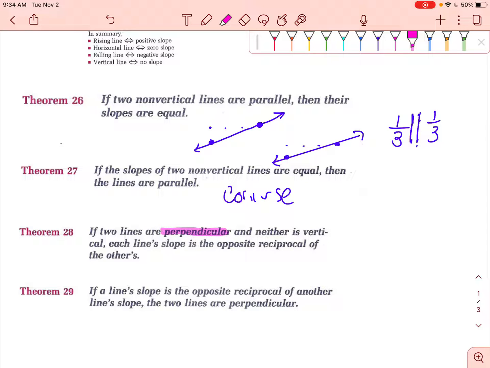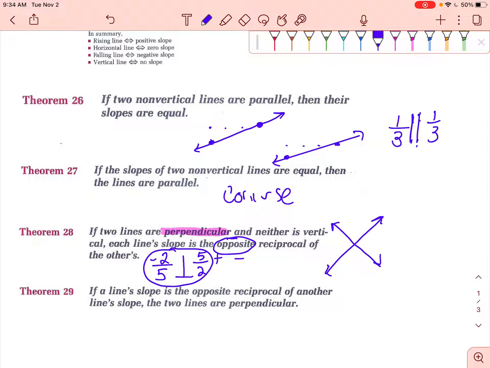The next is talking about perpendicular. Again, perpendicular means two lines that intersect at a 90-degree angle. So if we have this line, notice that one of these slopes is positive and one of these is negative, causing them to be opposite. One has to be positive, one has to be negative, and they have to be reciprocals of each other. So for example, if two lines are perpendicular, then the slopes are opposite reciprocals. So if it was negative 2/5, something that is perpendicular to that would be positive 5 over 2. So that's an example of perpendicular.